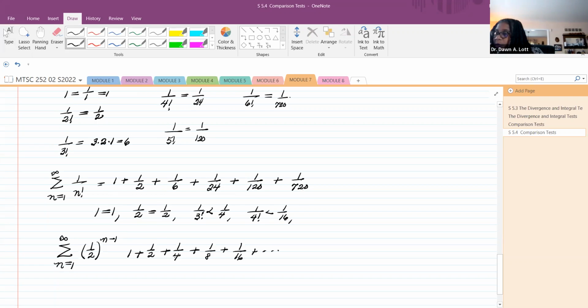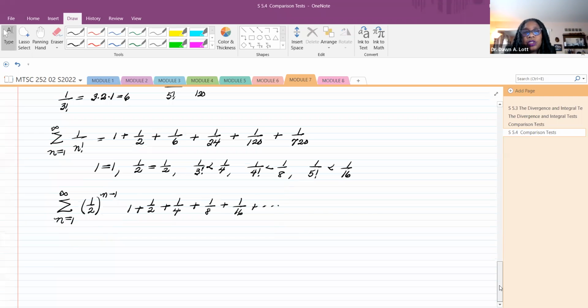The second term, they're equal. The 1/6 is the 1/3 factorial, but it's less than the 1/4. The next term is the 1/4 factorial, but it's less than 1/8. The next one is 1/5 factorial, and that's less than 1/16. Okay, so as you can see, after n is equal to 2, they're all less than.